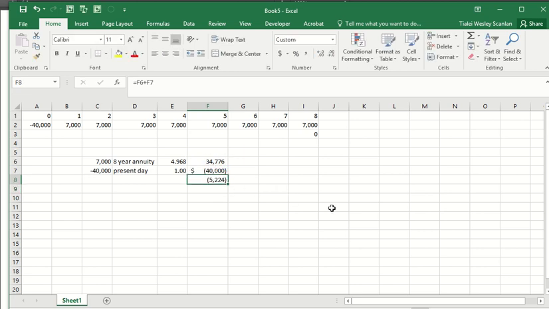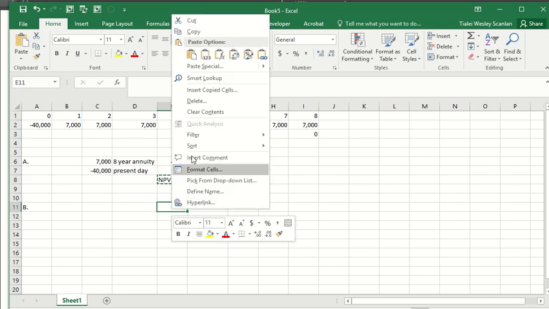It's a negative $5,224 NPV. NPV is negative. We will reject the project, and it's not looking very good. So this is part A. And then part B is talking about undiscounted cash flows. So this is our discounted cash flow analysis.